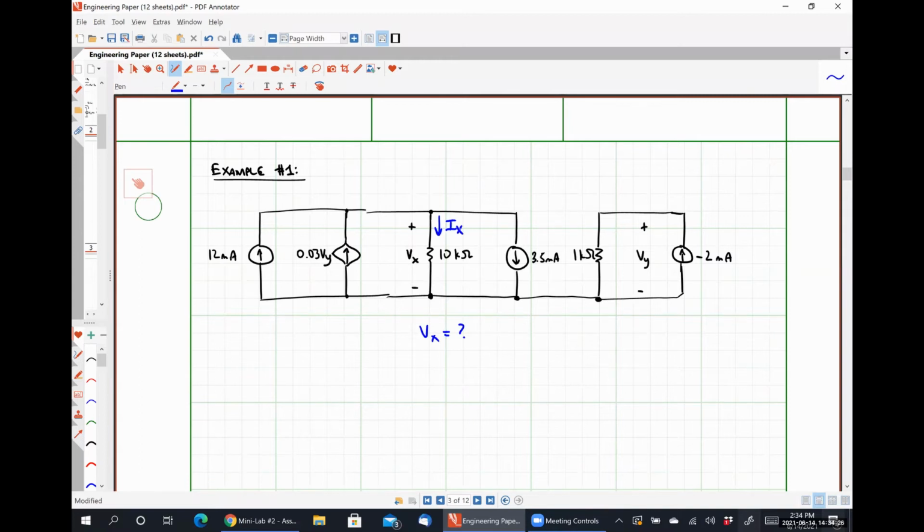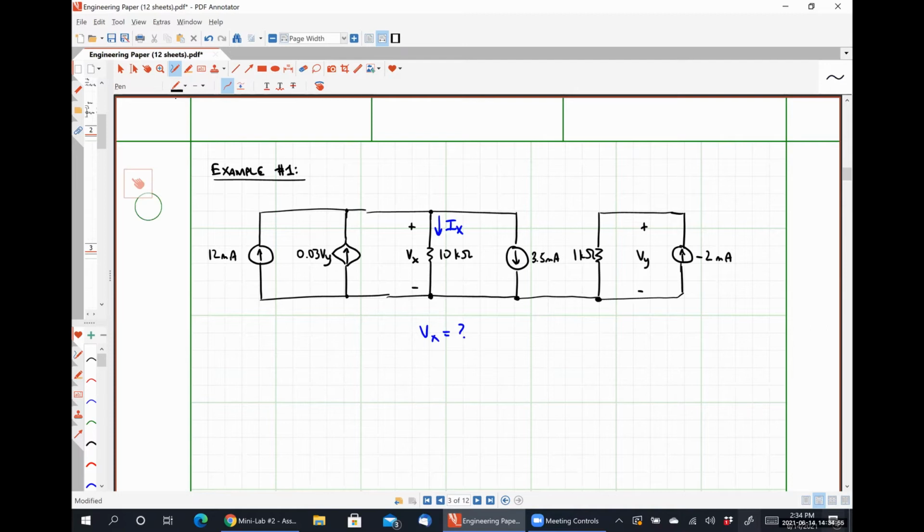I'm going to call the current that's flowing down through this 10 kilo ohm resistor Ix, because I know that my voltage drop over that 10 kilo ohm resistor is going to be that current Ix multiplied by 10 kilo ohms. Are we in agreement there? Yes. All right.